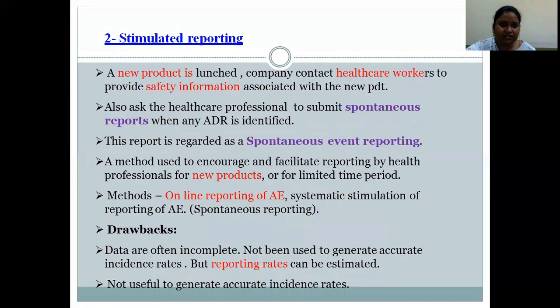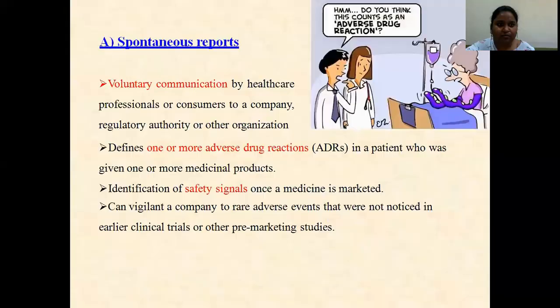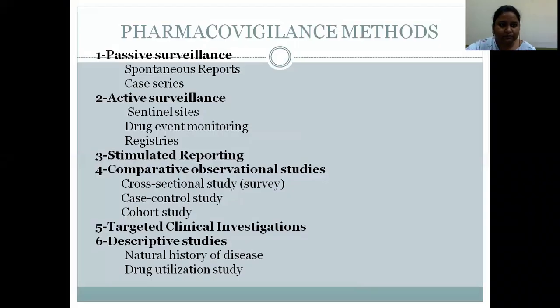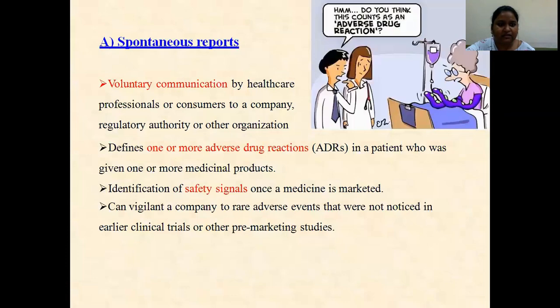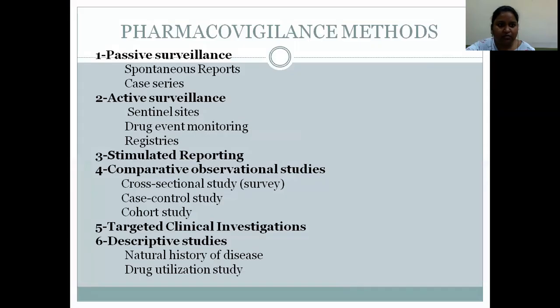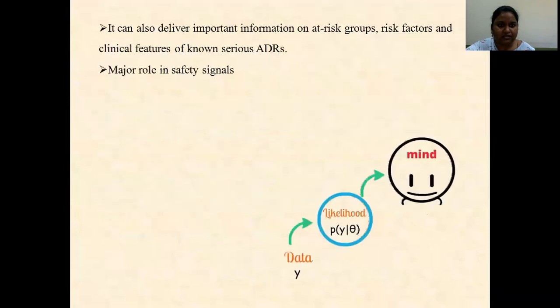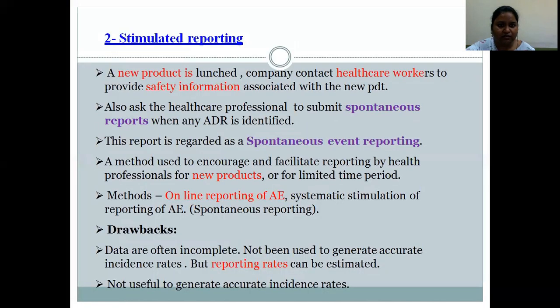Next is the stimulated reporting. This is the third part of the passive surveillance. We have seen the passive surveillance, in which we have seen spontaneous reporting and the case series. Next is the stimulated reporting.